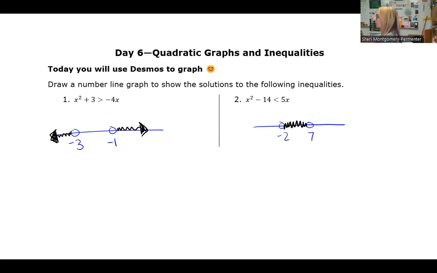Please make sure you write those down in your notes. On number one, you put arrows. On the second one, you don't.